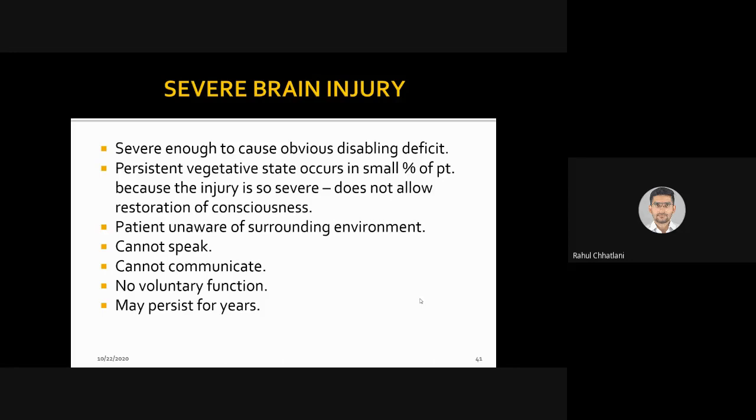Patient unaware of surrounding environment. Patient does not know what is going on in the surroundings. So orientation will be lowest. Cannot speak, cannot communicate, no voluntary function, completely paralyzed, and may persist for years. The patient may even be in coma, and that state may last for various years. So that is termed as severe brain injury.